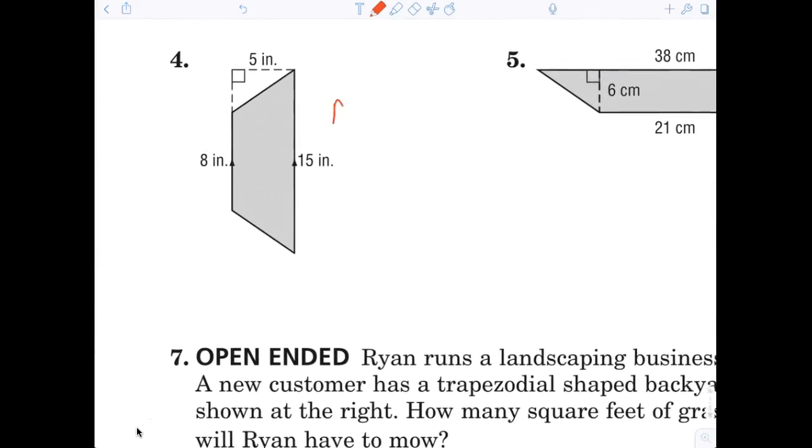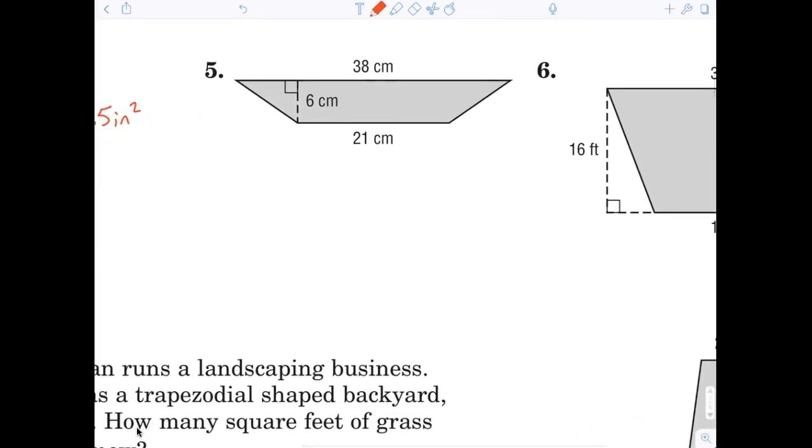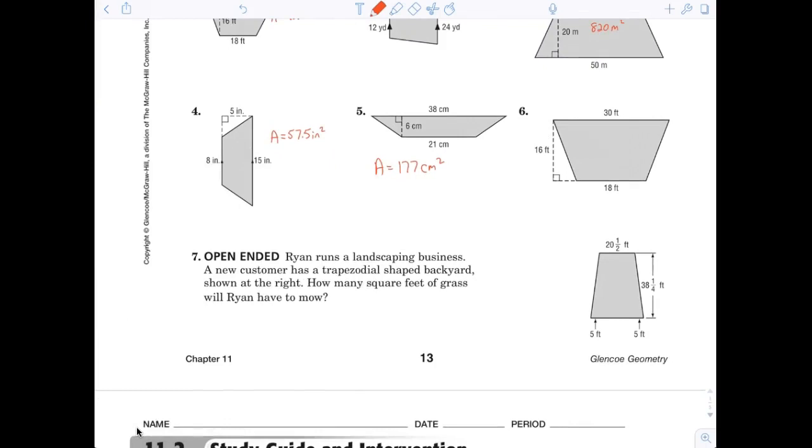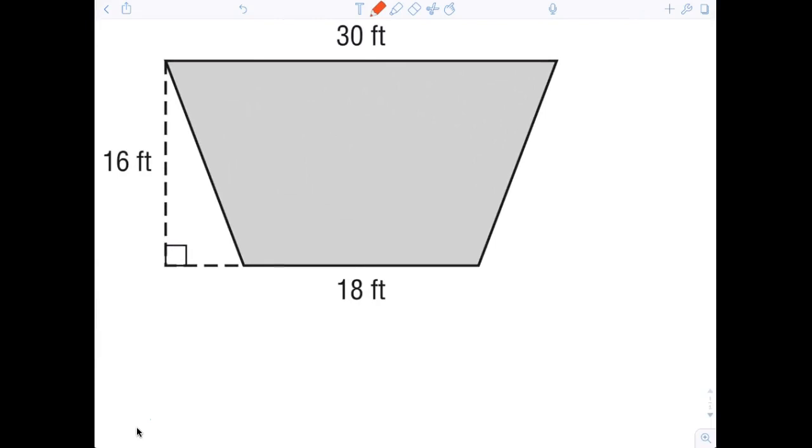Number 4, area. 57.5 inches. How much? 177. What do we get for 6? 84.